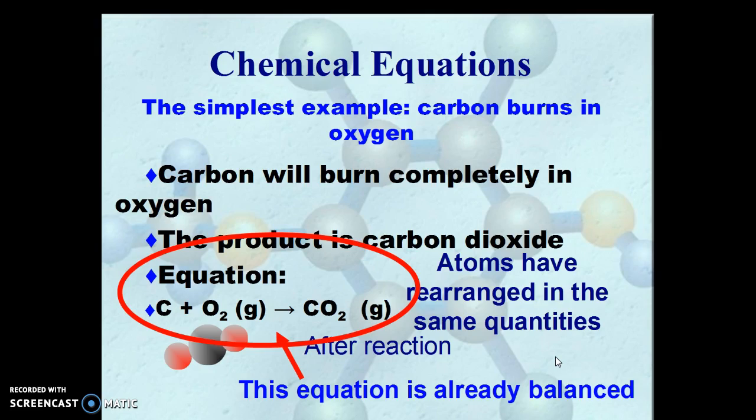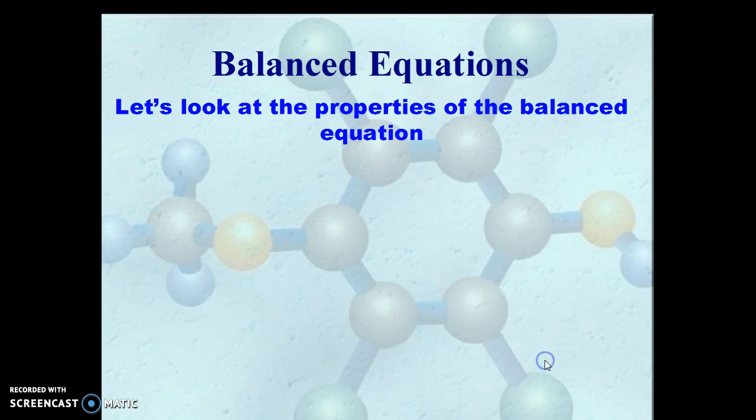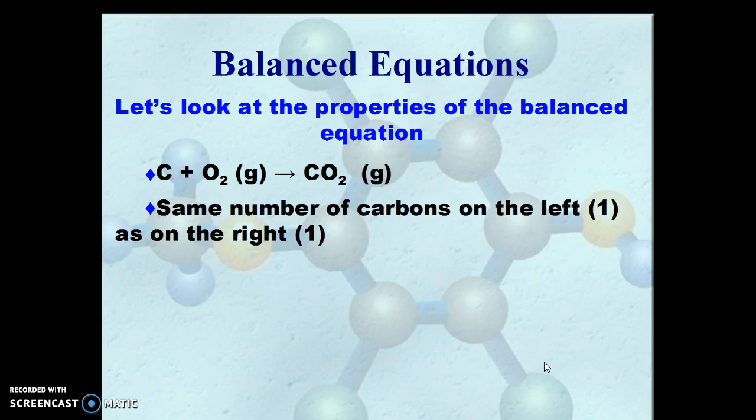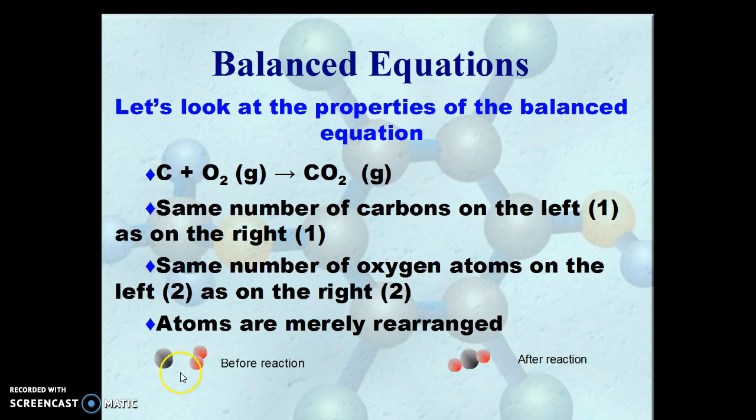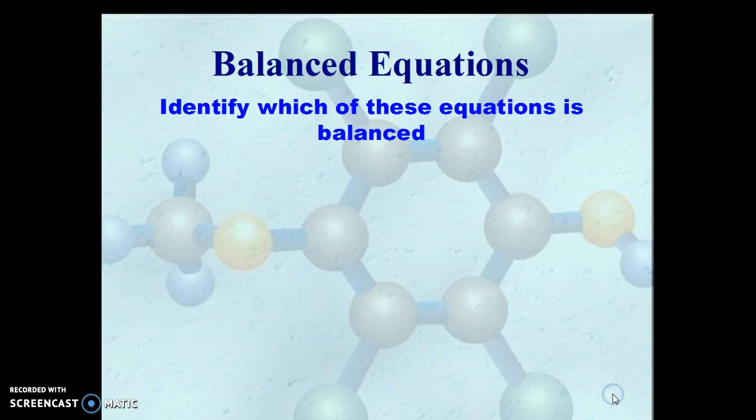The atoms are the same on both sides. They've just rearranged, but the quantities of atoms are the same. This equation is already balanced, as you see. Now let's look at the properties of a balanced equation. We have the same number of carbons on the left as on the right. We have the same number of oxygen atoms on the left as on the right. It's atoms that balance, not necessarily molecules. The atoms are merely rearranged. Before the reaction, after the reaction, rearranged but the same number.